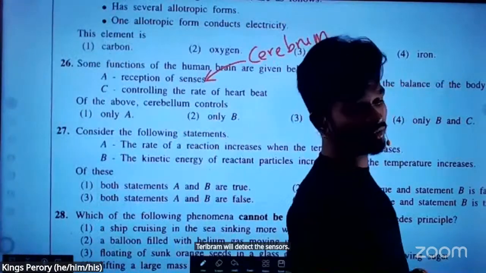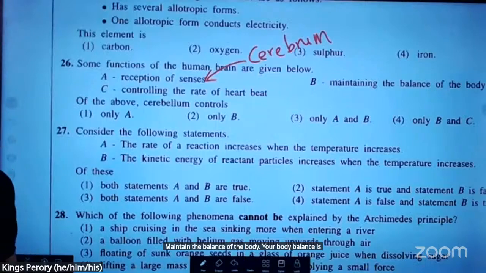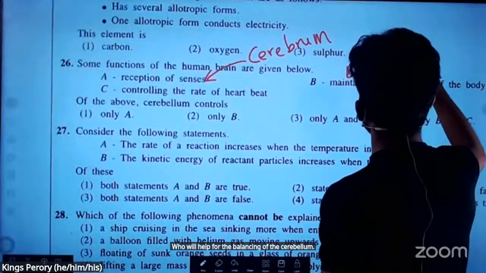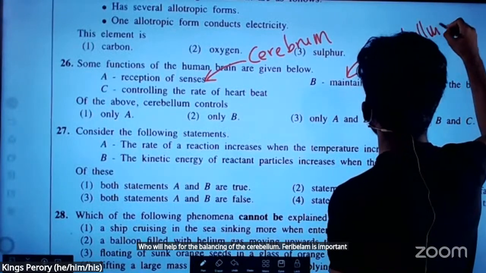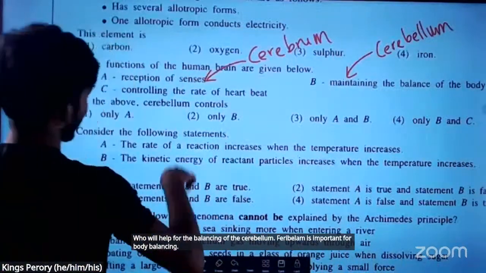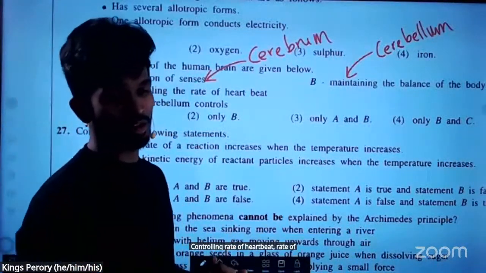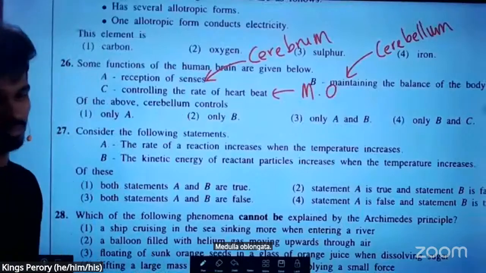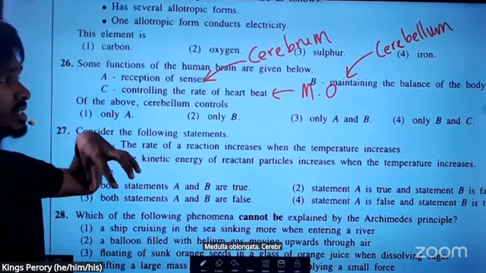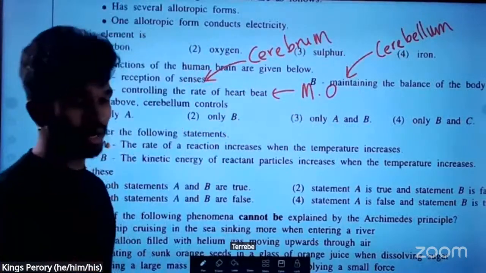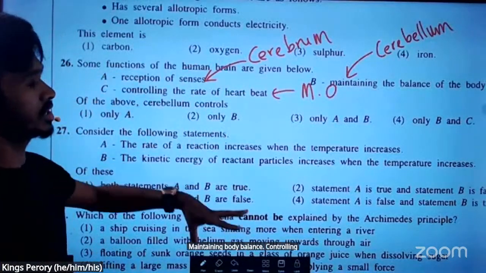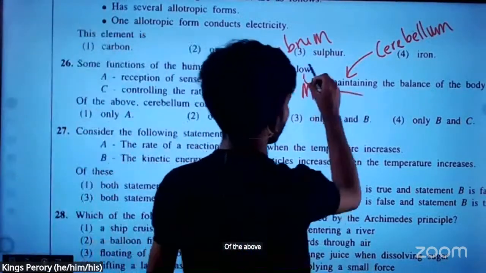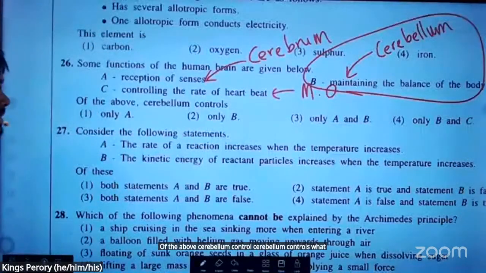Maintain the balance of the body. Your body balance is maintained by whom? The cerebellum. Cerebellum is important for body balancing. Controlling the rate of heartbeat and rate of respiration are all controlled by whom? Medulla oblongata. Cerebrum, reception of sensors. Cerebellum, maintaining body balance. Controlling rate of heartbeat and rate of respiration, medulla oblongata. What are they asking? Of the above, what does the cerebellum control? Body balance, only B.